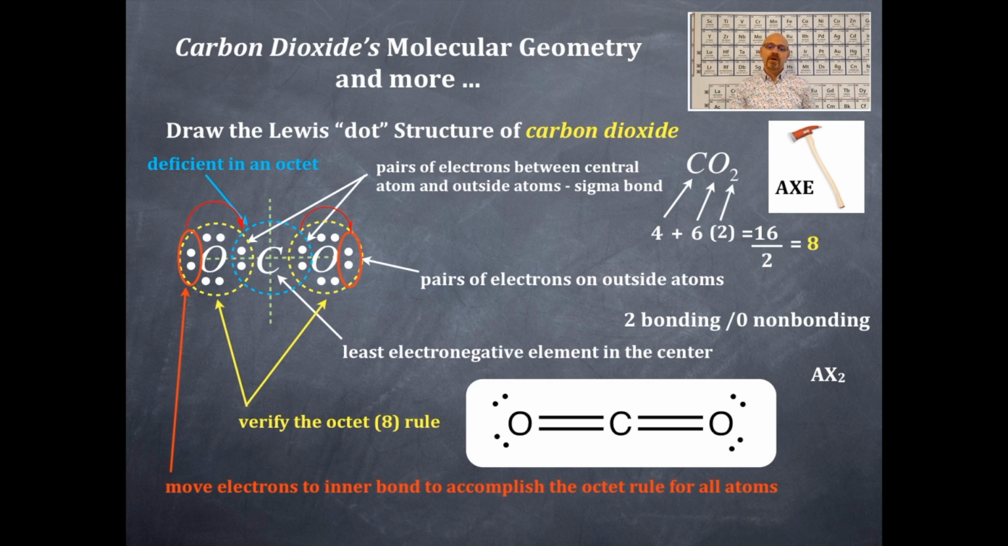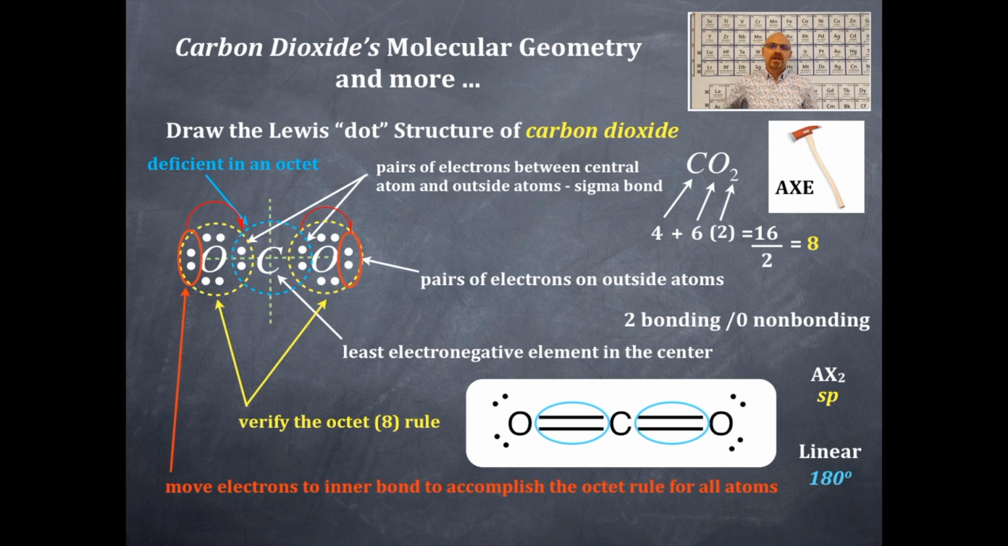Now from this we should be able to get our shape, which is AX2, or 2 bonding and 0 non-bonding. That is linear in shape. What's the bond angle for something that's linear? That is, of course, 180. Now I'm going to get the hybridization. That's sp. That's sp hybridized.